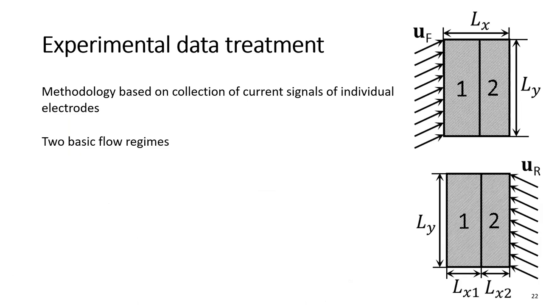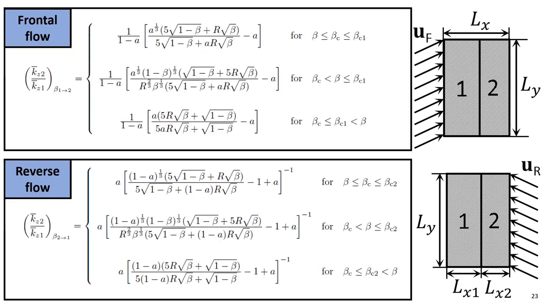So on the basis of the formulas I was showing several slides ago, we proposed a methodology for possible data treatment when we considered two basic flow regimes. The case of frontal flow, when liquid is flowing over the front segment first, and the case of reverse flow, when liquid is flowing over the rear segment first. And in these relations, we use the ratio of mass transfer coefficients during the flow. Only one unknown is present here, and if the beta parameter is calculated, we can use the analytical formulas for mass transfer coefficients to obtain the value of the wall shear rate magnitude, and we have both of these quantities.